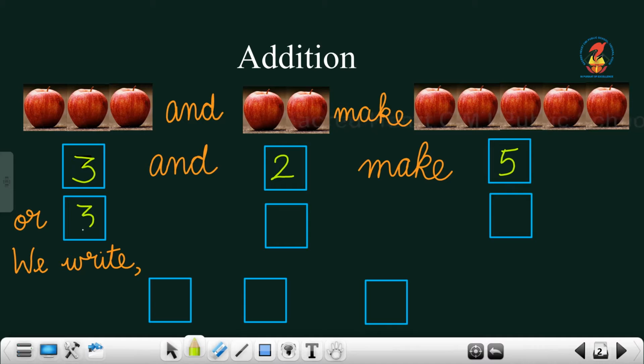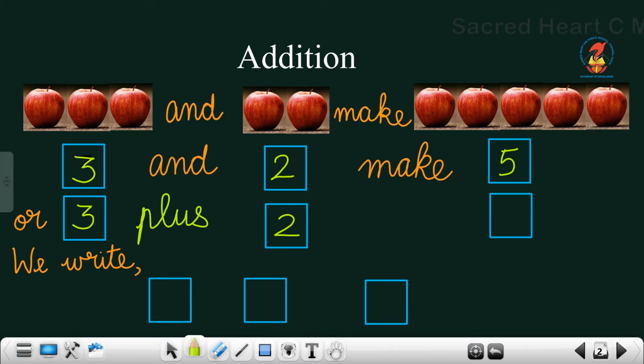Now, what I am going to do is, I am going to write the same number in the next line. Same number 3. I just wrote the number 3 here. And now I am going to write another word for and. In maths, we will use the word plus. Have you heard this word before? Instead of and, I am writing the word plus. Okay. Then, I am going to write the same number 2 here.